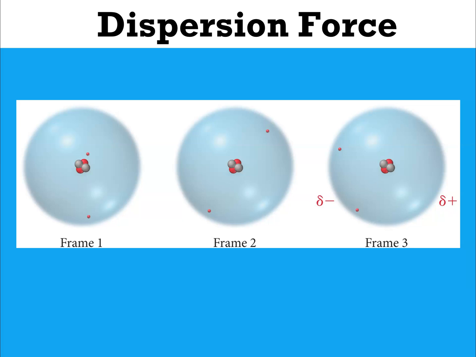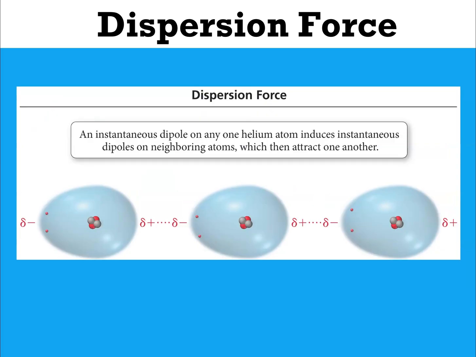But again, if it gets next to another atom in its frame 3 position, it can induce frame 3 in a neighboring atom, partial negative, partial positive. They form an attraction. The atoms stick together. Questions on this? Alrighty then.